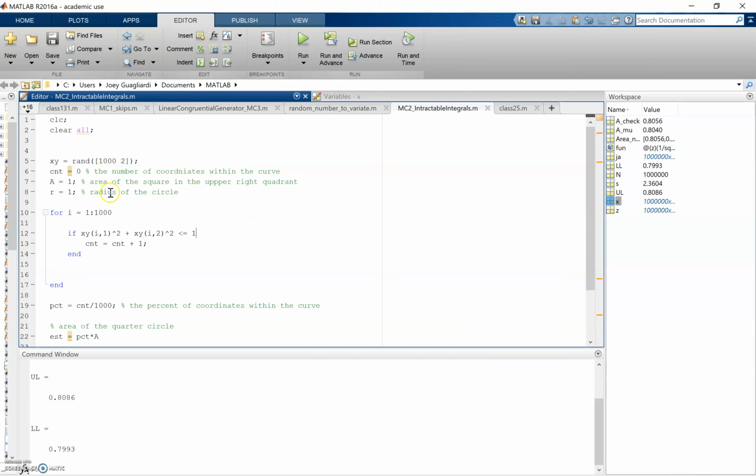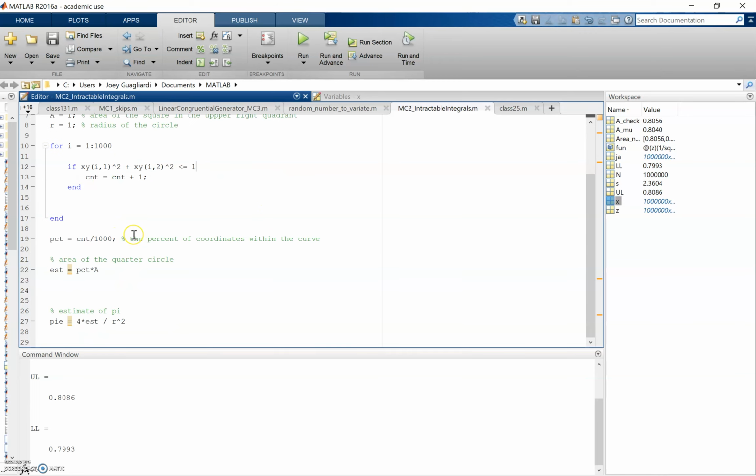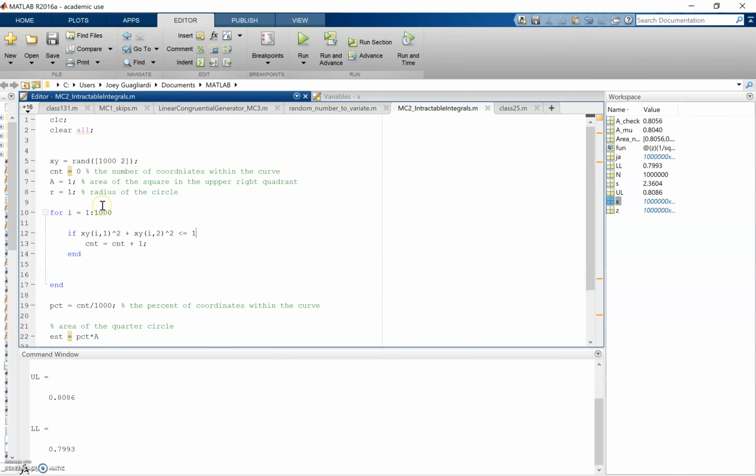I'm actually going to run this for 1,000 iterations instead of 1,000,000, which is what it would say. If we ran it for 1,000,000, it would converge more, but just for the sake of brevity, I'm going to do it for 1,000. So we define 1,000 random variables, have a count going on here. The area of that section is 1, the radius is 1.